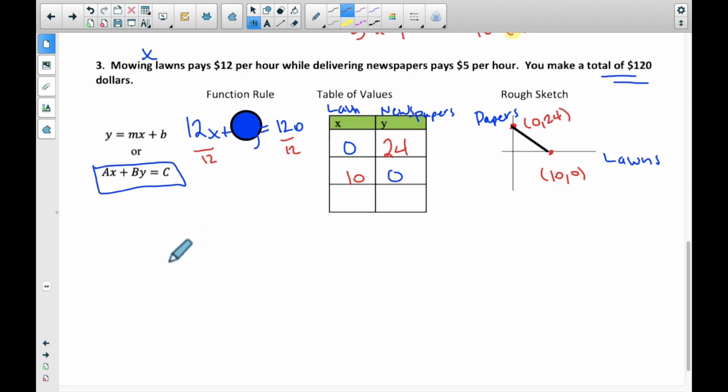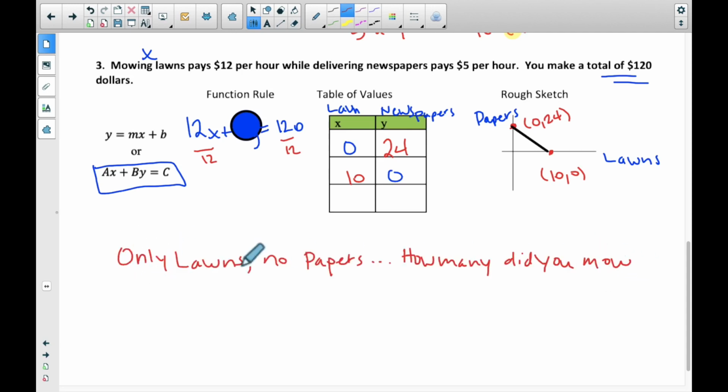And this doesn't have a follow-up question, but let's think about if you didn't deliver papers and you only did lawns. If you only mowed lawns and did not do newspapers and you still made a total of $120, how many lawns did you mow? So that was answered here. 0 newspapers, 10 lawns, that should give me $120, because that's what my equation was. So you really mowed 10 lawns if you did 0 newspapers.